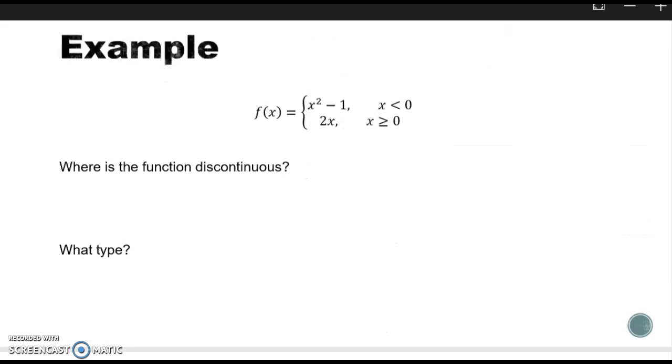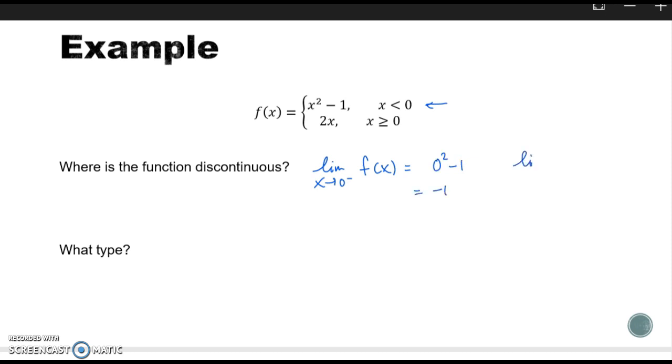Okay, this is a piecewise function. X squared minus 1 is just a parabola, so that's continuous. 2x is a straight line, so that's continuous. But if I look at the 2 pieces where they join up, I would want to look at the limit as x approaches 0 from the negative direction. If I'm approaching 0 from the negative direction, I'd use the top part of the definition. So I'd have 0 squared minus 1, which would be negative 1.